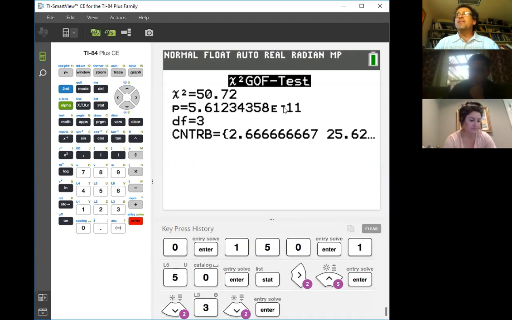How do you read this? How do you read this p-value? Here's the hint. The p-value is not 5.6. Either of you see it? It's like a really small number. Yeah, it's 0.000000000056. Is that clear? Yeah. That E negative 11 means move the decimal over 11 places.